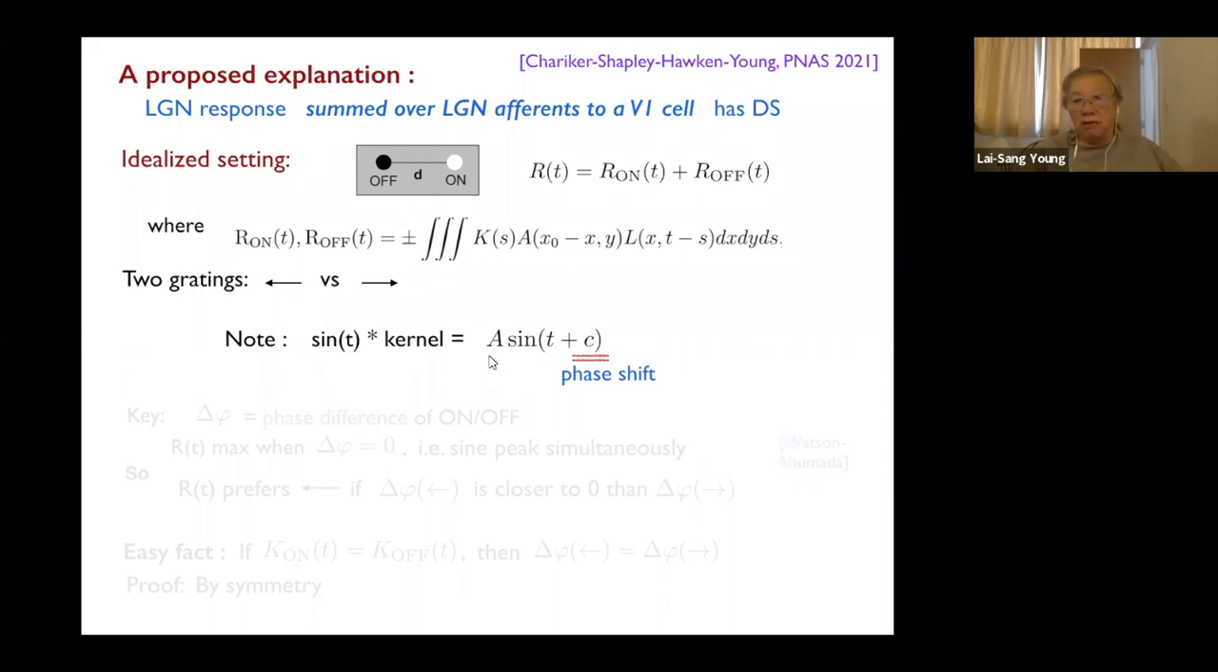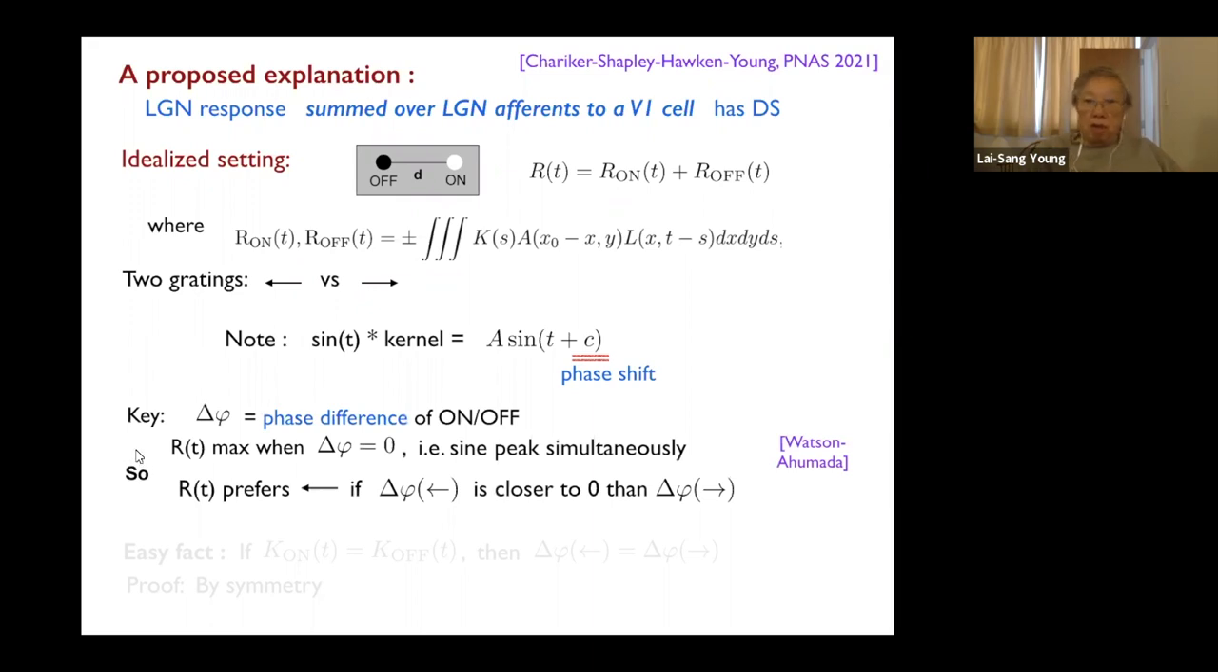So that means that I can think of the response of the on cell and the off cell as, and I'm not going to focus on this A for now, let's focus on the phase shift. I can think of the response of the on cell and the off cell as nothing more than the sine function phase shifted, but they're phase shifted by different amounts because spatially they're in a different location.